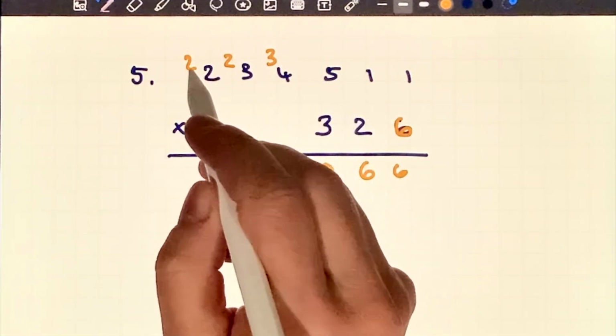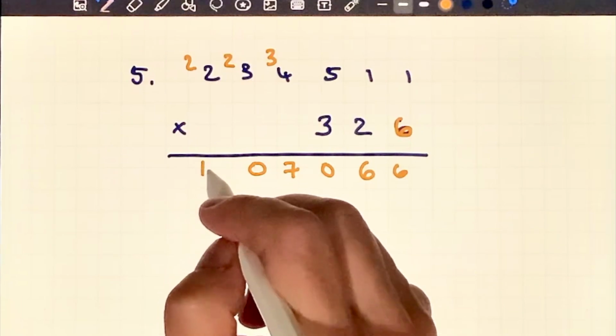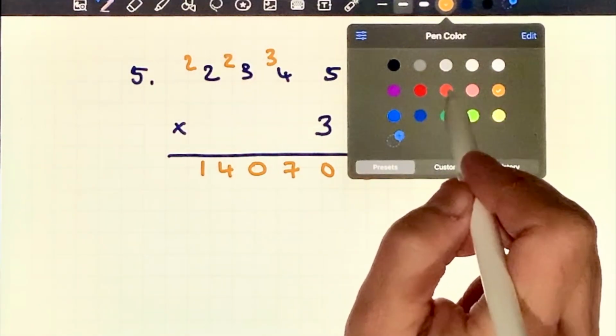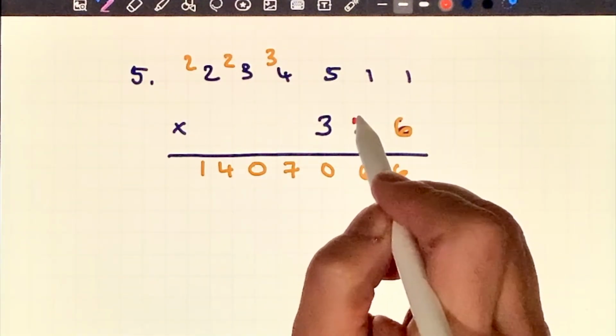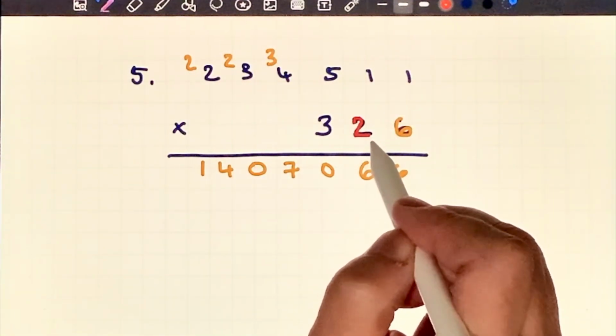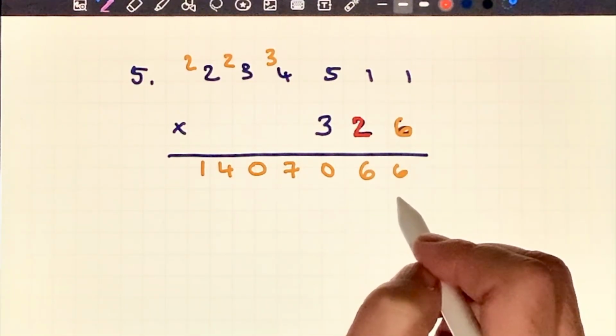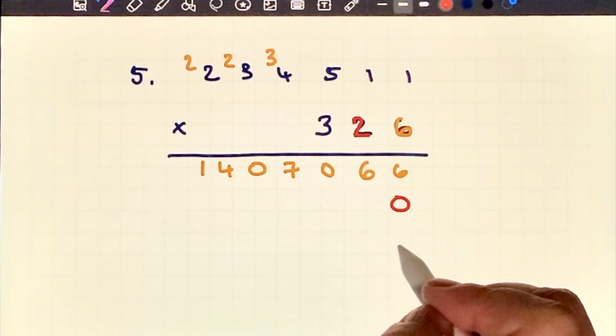times 2 is 12, plus the 2 we're carrying is 14. Okay, so now we're going to move on to our second digit, which is a 2, and because it's in my tens column, I'm going to add a 0 as a placeholder.